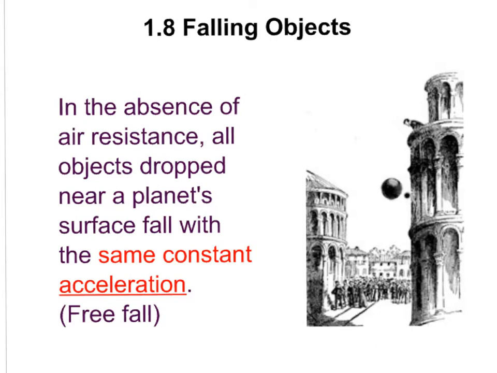So what happens if you have two objects with very different masses and you drop them from the exact same height? Which one hits the ground first? Well, hopefully you all answer the question in the correct way. They hit at the same time. Why is that? Because in the absence of air resistance, all objects dropped near a planet's surface fall with the same constant acceleration.